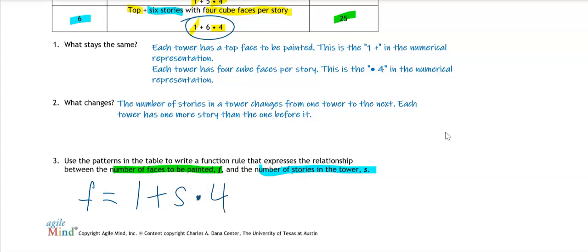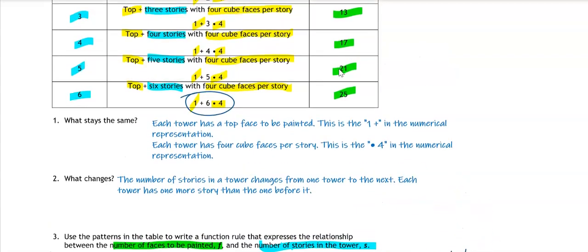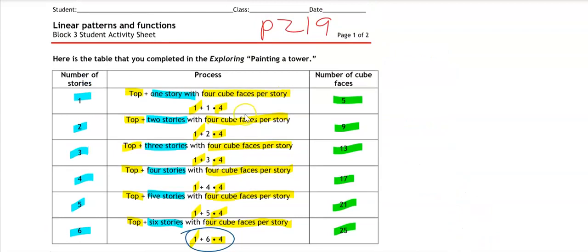All right, but a better way to write that, that's more clean, more neat, more efficient, would be f is equal to, so the number of faces to be painted is equal to 1 plus, what is s times 4? Well, it's just 4s. That's our function that we found from this pattern. If you look, it's 1 plus 4 times the number of stories. 1 story, 2 story.